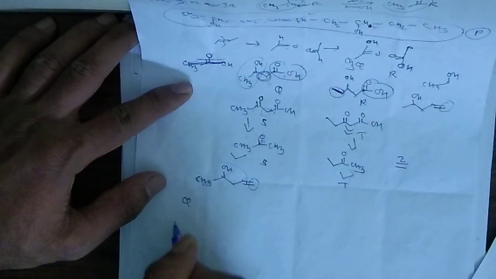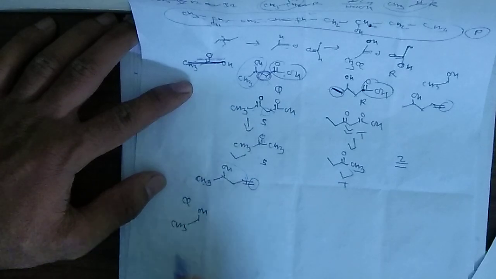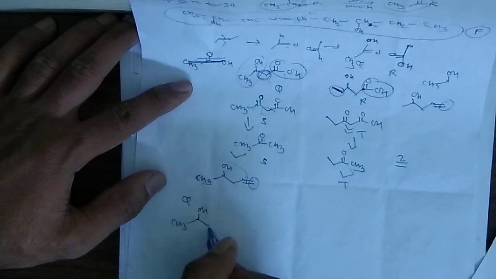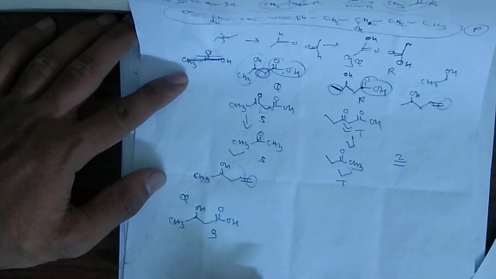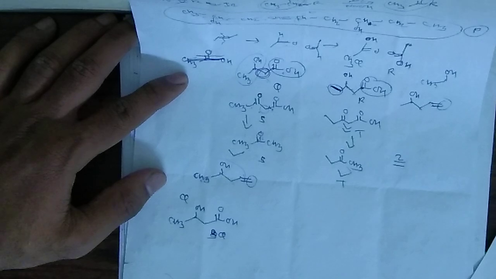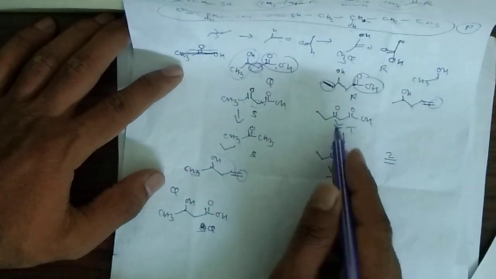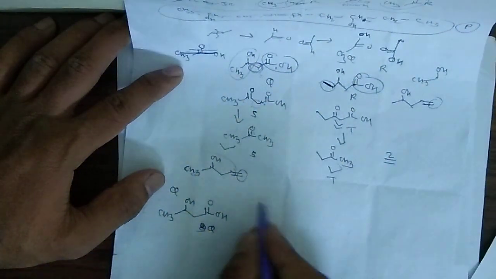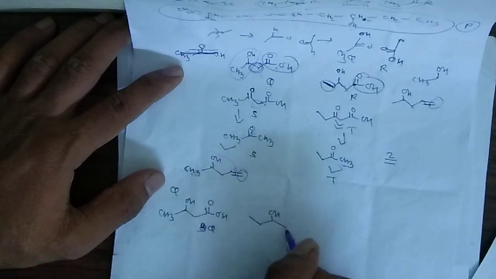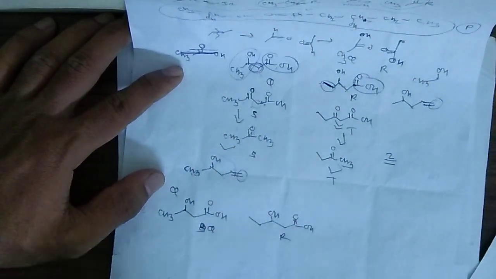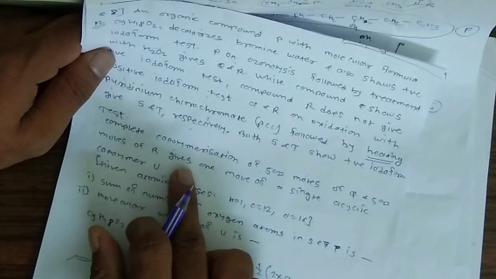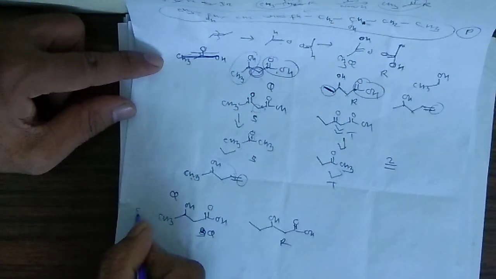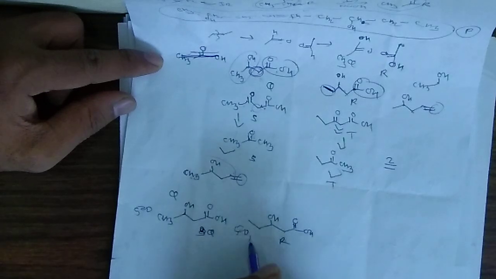Here Q is CH3, OH, double bond O, OH. This is our S. Sorry, this is our Q. And R is here, this one, OH. This is our R. So in the question, complete copolymerization of 500 moles of Q and 500 moles of R.